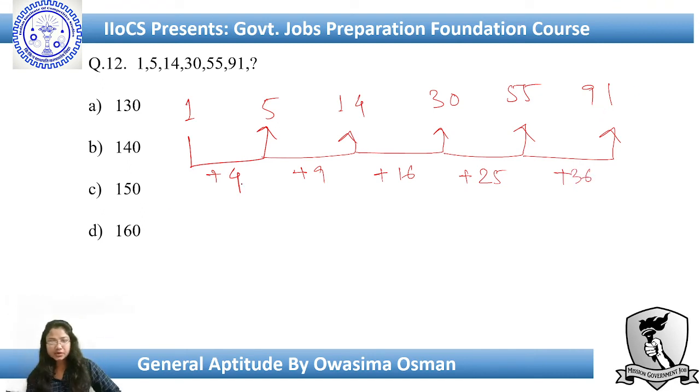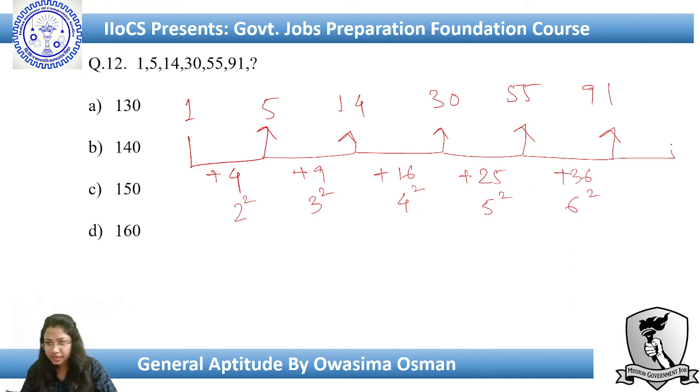So here we can see that these additions are all squares of consecutive numbers, that is 4 equals 2 square, 9 equals 3 square, 16 equals 4 square, 25 equals 5 square, and 36 equals 6 square. So that is in consecutive numbers.